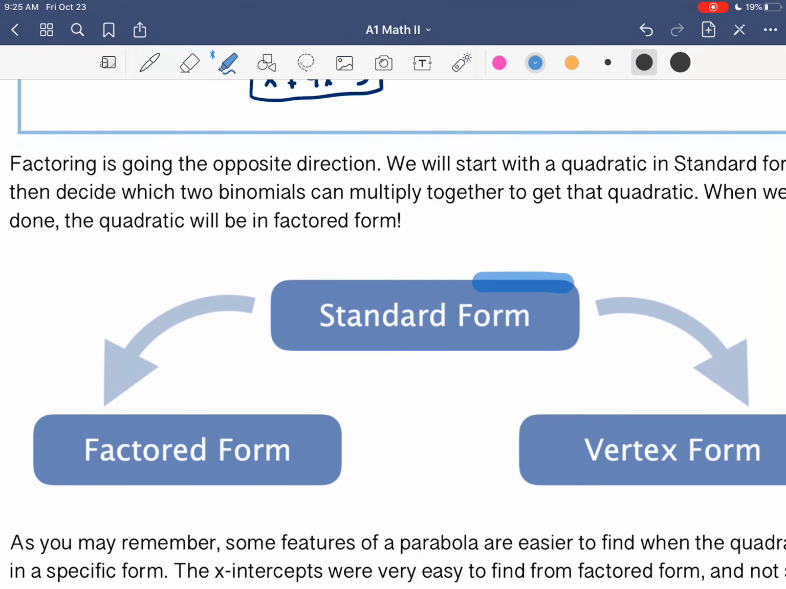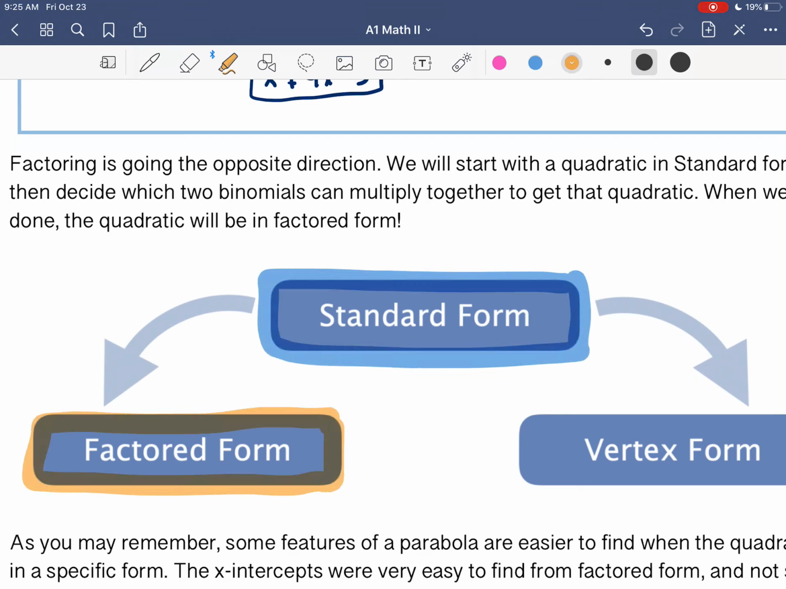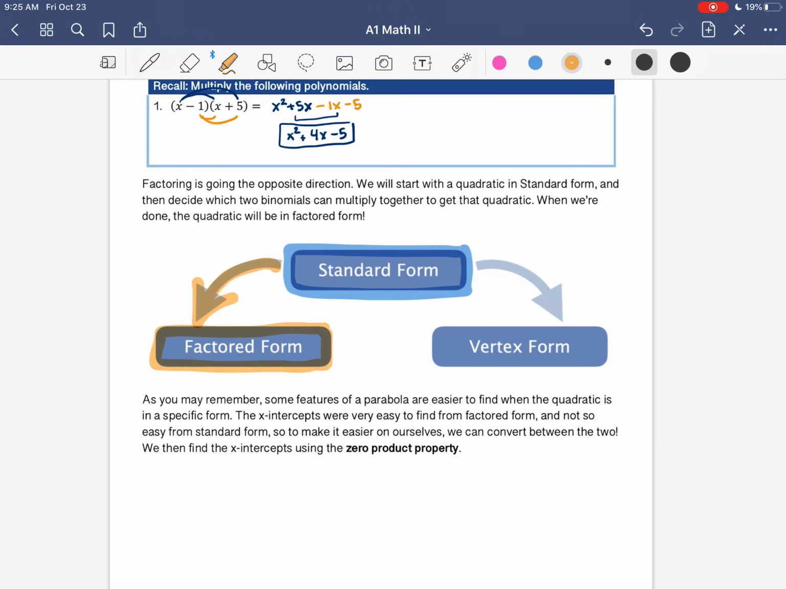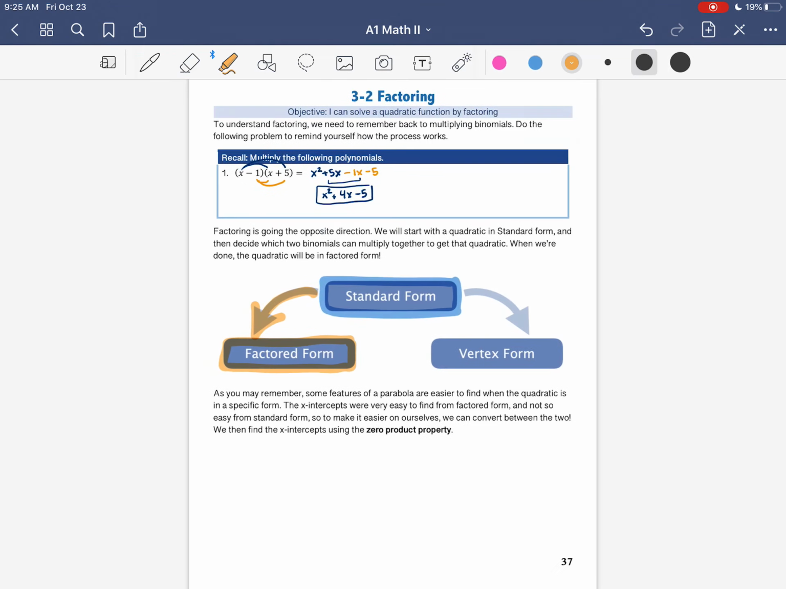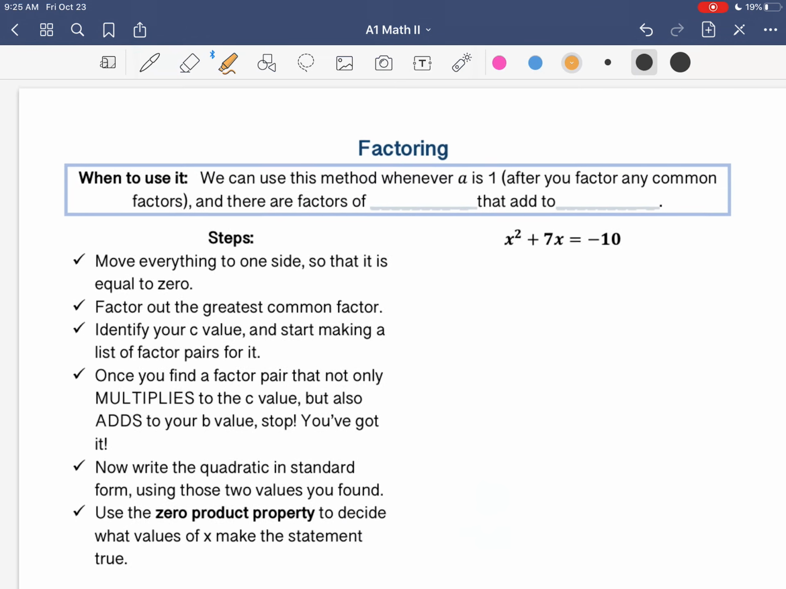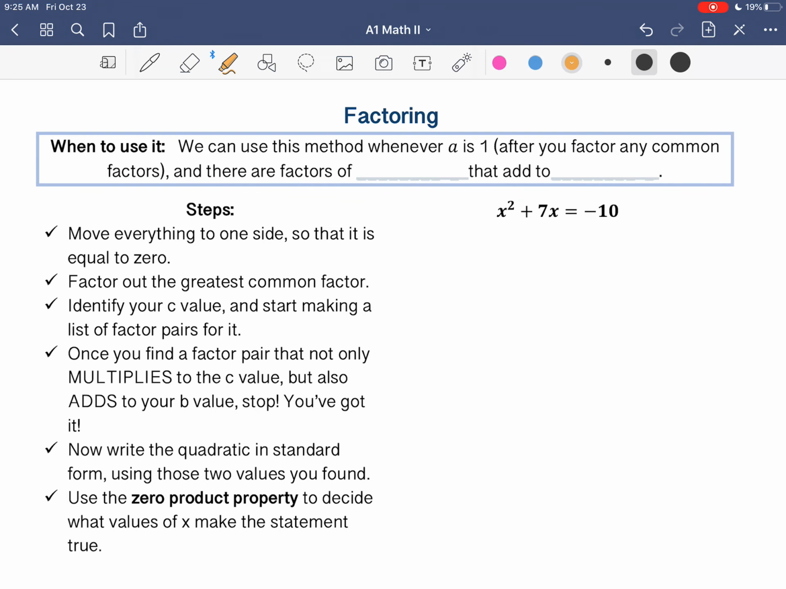So we're going from standard form here to factored form when we factor, which is a great tool to have in your toolbox because factored form is perfect for seeing the x-intercepts. And we will still use the zero product property, so instead of just using formulas for factored form, we're going to talk about why those formulas are the way that they are, and hopefully we'll get so used to it that it's just as easy as using a formula, except that it makes more sense than a formula. So we're going to turn the page here and look at our step-by-step for factoring.